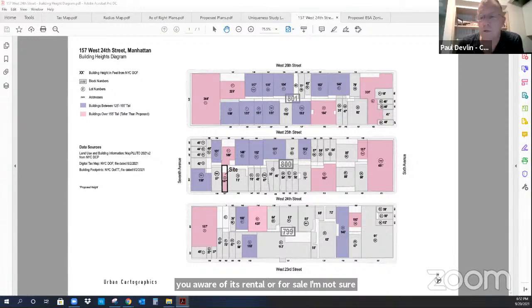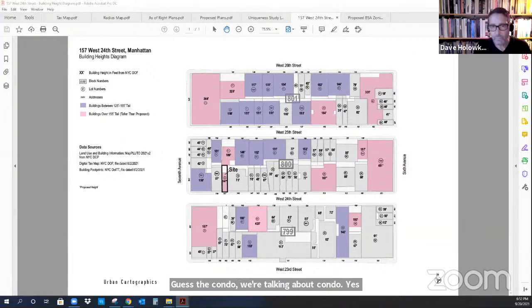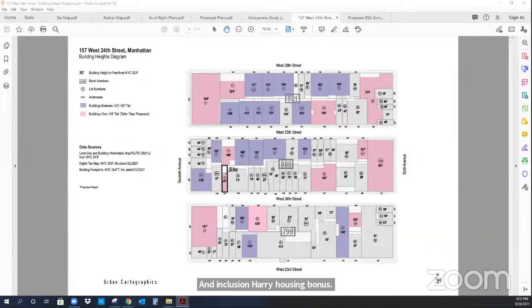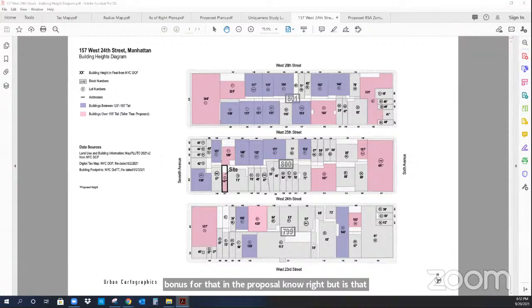The economic analysis you presented showed a price per square foot, looked like you were doing sales. Yes, the condo we're talking about. Condo, yes. Okay, and do you have any opportunity for a zoning bonus based on affordable housing? An inclusionary housing bonus? We did not include any inclusionary housing or any bonus for that in the proposal. No. Right, but is that an opportunity that you have? Well, residential use isn't allowed at all. So anything would have to go through the BSA.